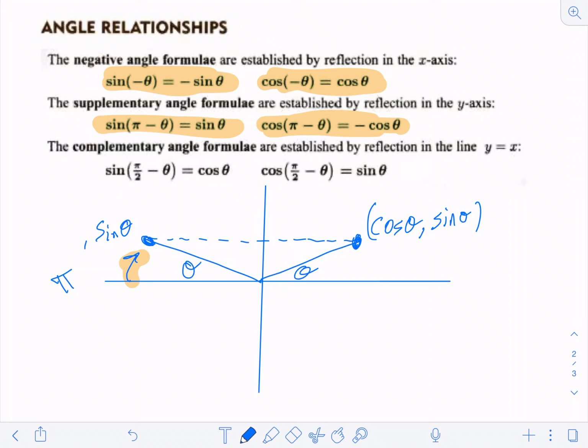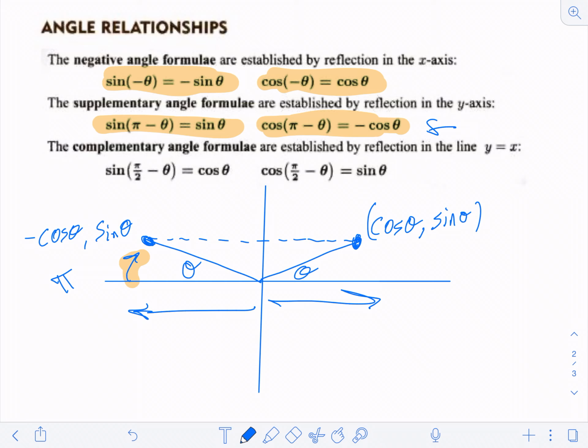Well, I'm not going to get cosine theta. I'm going to get negative cosine theta, because whatever cosine of theta is here, it's negative when I go out to that point. So that's what this one is saying. It's saying that cosine of pi minus theta equals negative cosine theta. And those are what we call our supplementary angle formulas there.